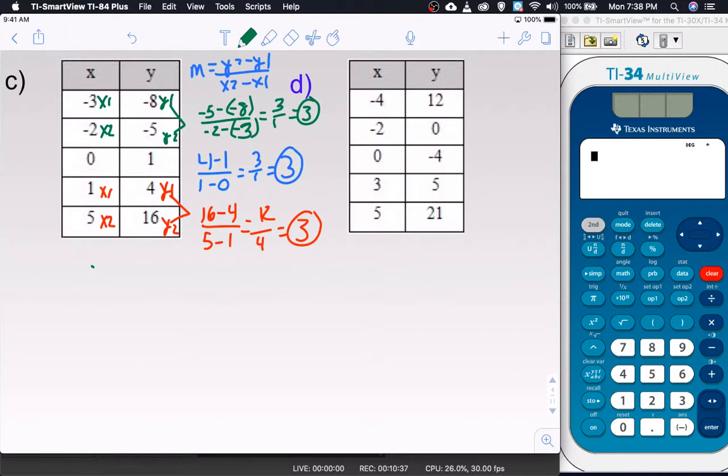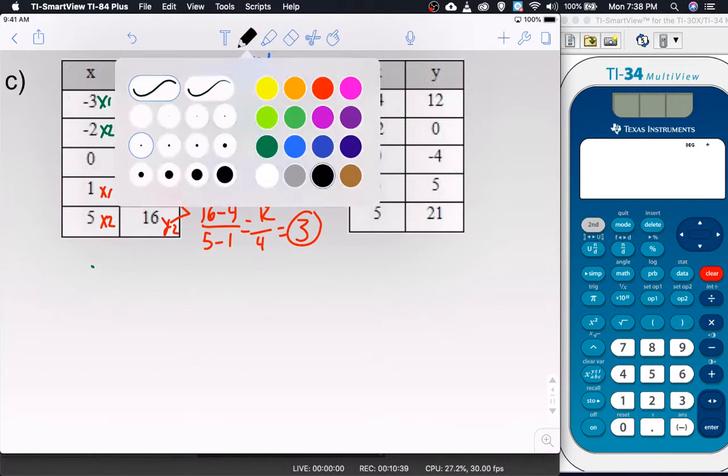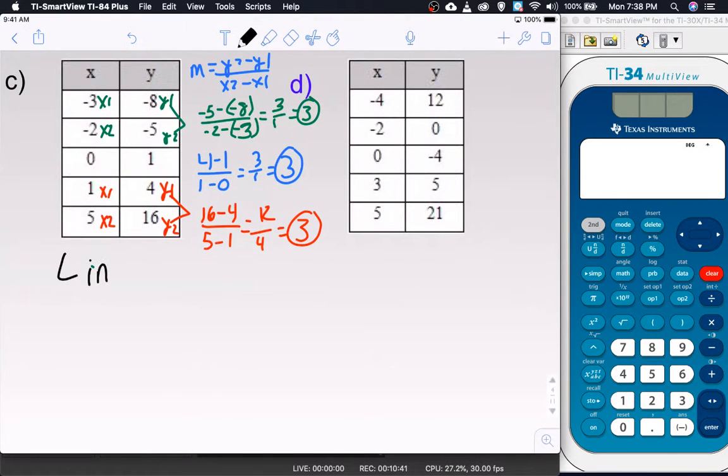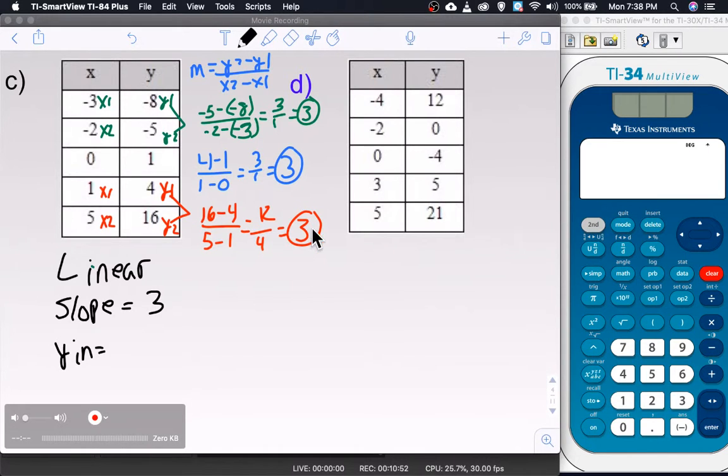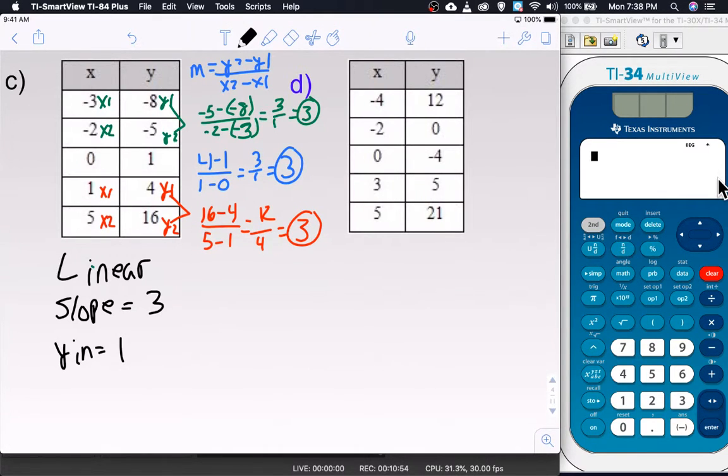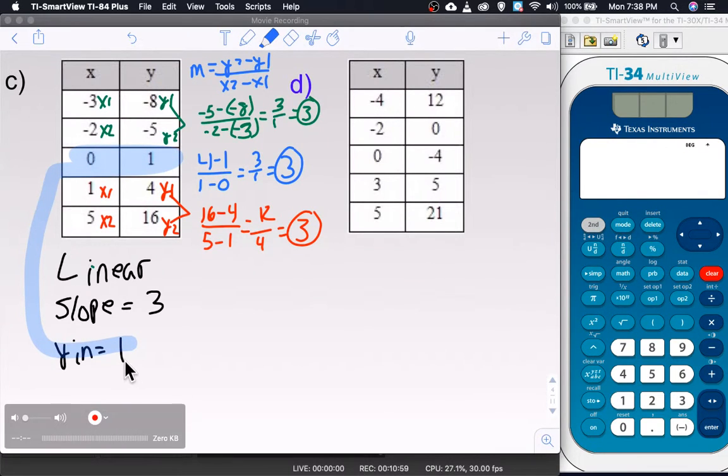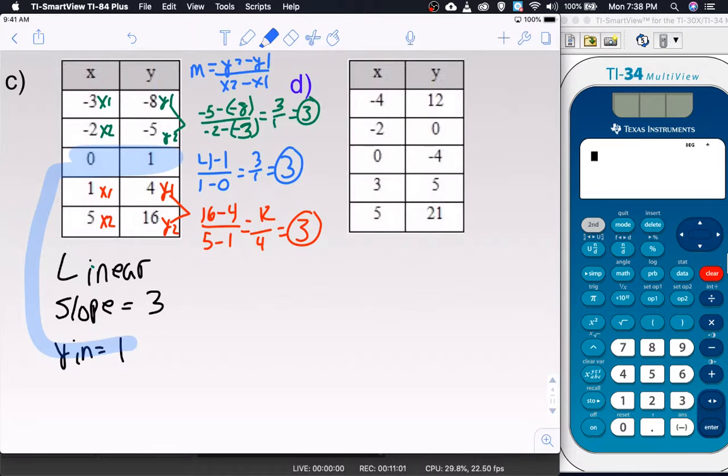All right. Oh, I even forgot to say, this one is linear. Oh, man. And then it said if it was linear, we're supposed to find the slope and the y-intercept. I guess we didn't do that. So slope is 3. We found that there. Y-intercept is 1. We found that right here because the y-intercept happens when the x value is 0.